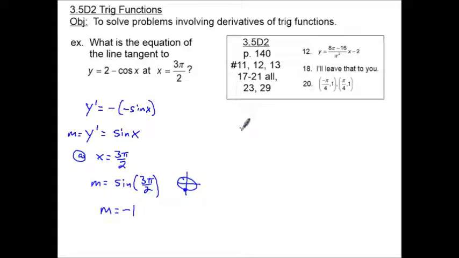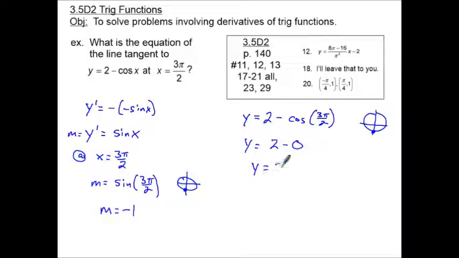I've got the slope, I also need a point. The point is what we get by plugging our original x back into the original equation. So now we've got y, not y prime, regular y, equals 2 minus cosine of 3 pi over 2. Thinking of our unit circle, same exact location, cosine is 0 there. So y equals 2 minus 0, so y equals 2. That gives us the point 3 pi over 2, comma 2. Kind of a messy point, but that's the one we have.